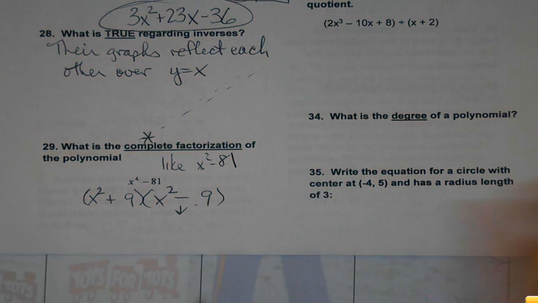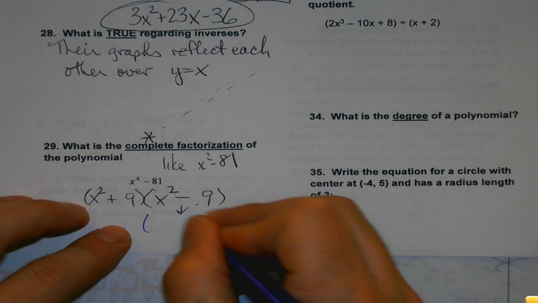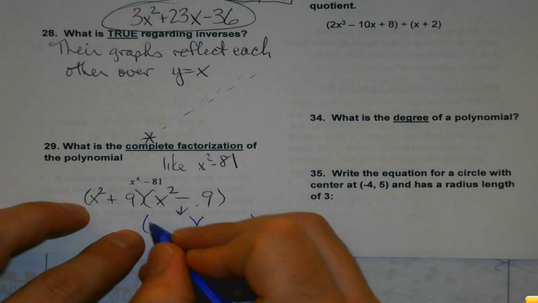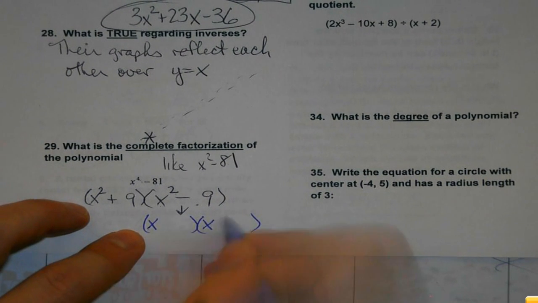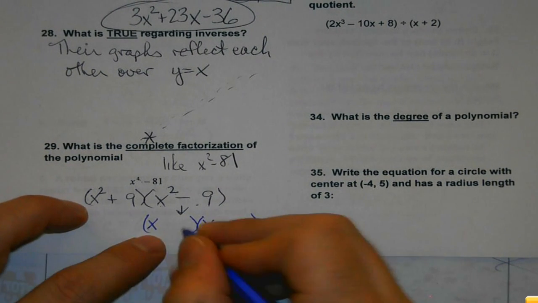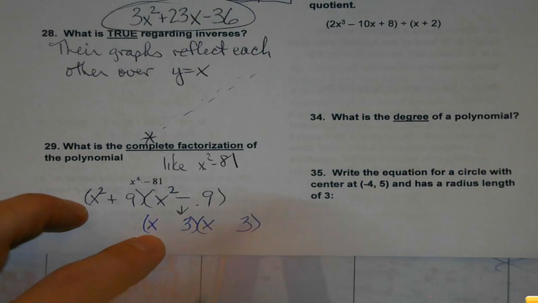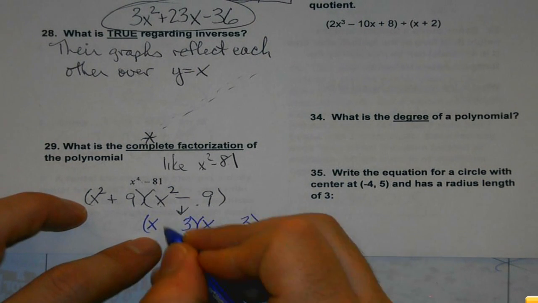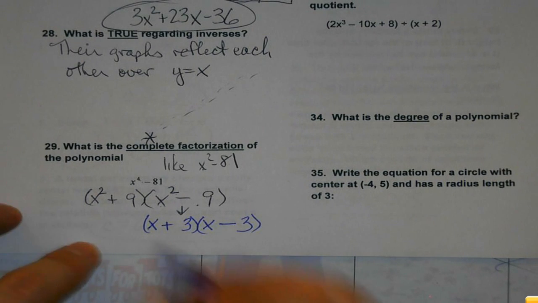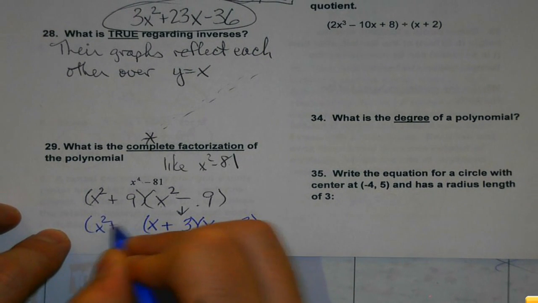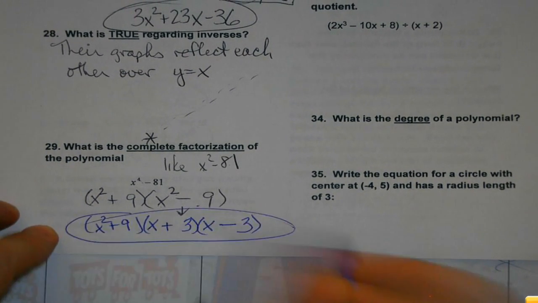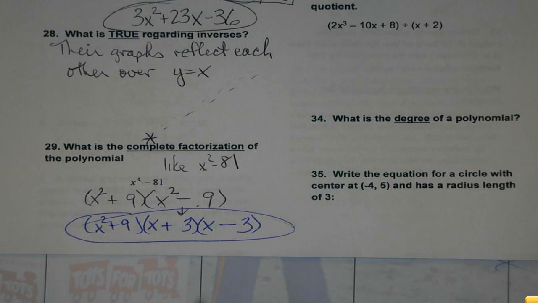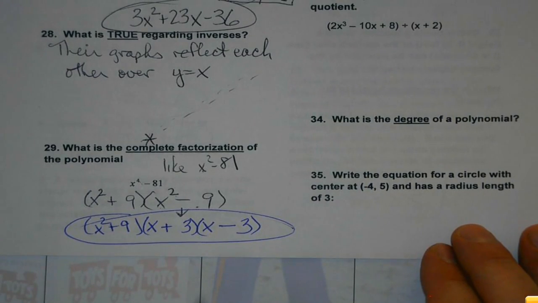So I take this last one. I look at it one more time. I go, okay, x times x is x squared. 3 times 3 is 9. Plus, minus. And that first one stays the same. Okay? Only differences break down with these. And that's it. 30.